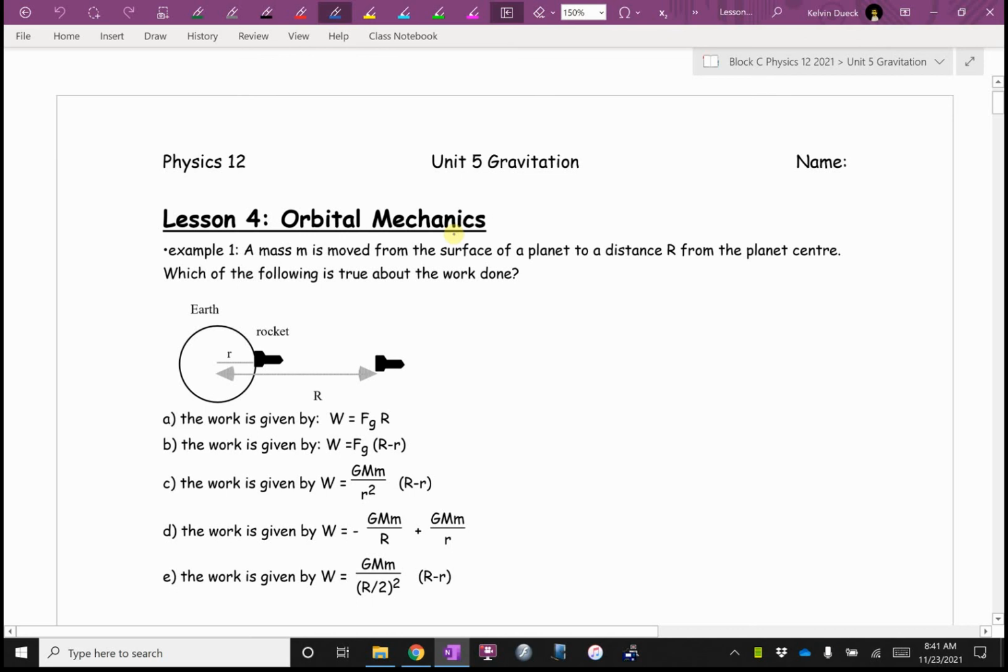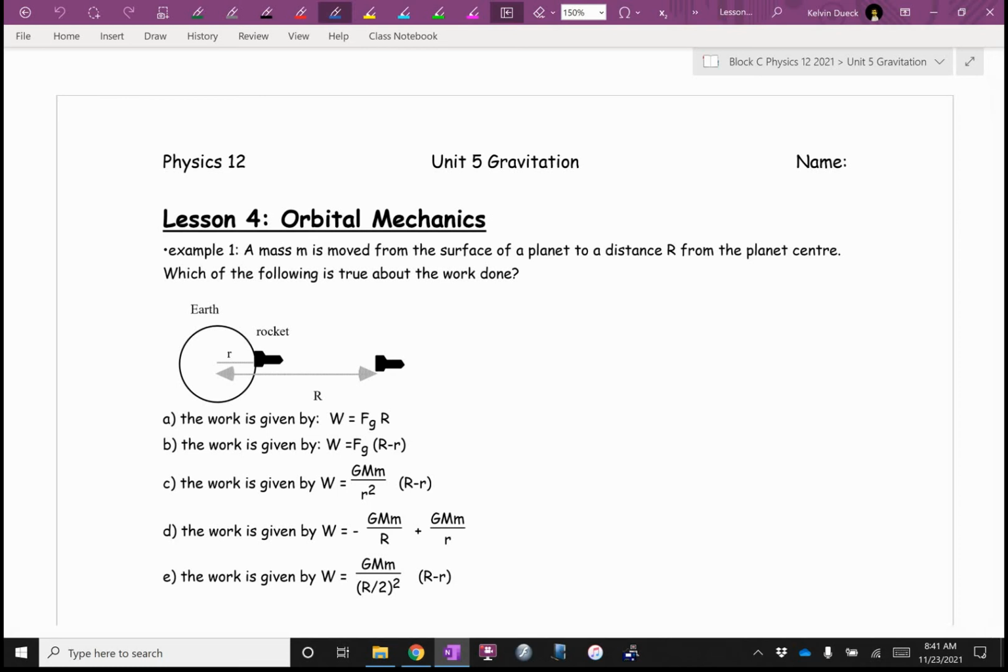So this is to help you wrap your brain around how we can use cosmic potential energy. First of all, suppose a mass little m is moved from the surface of a planet to a distance big R from the center of the planet. Which of the following is true about the work done? The work is given by that. Which of those looks like it's the correct equation for work?